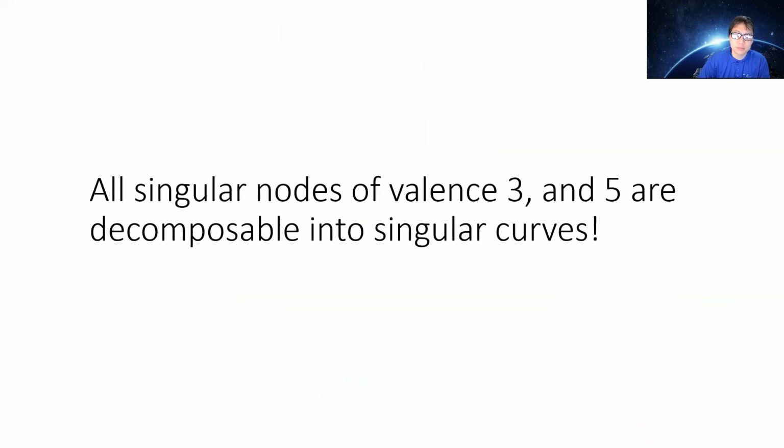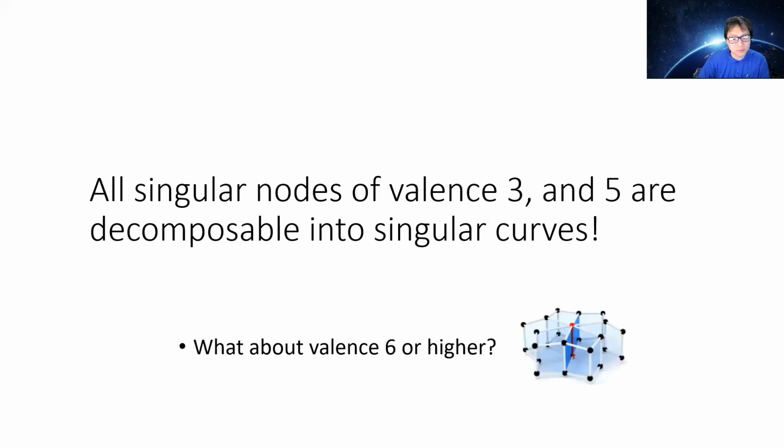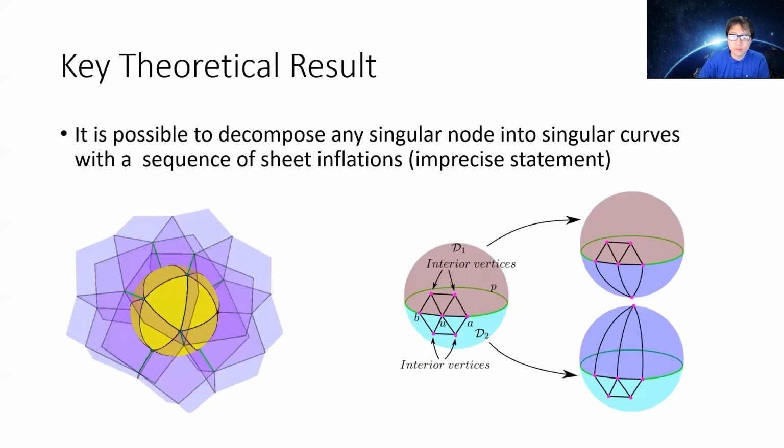So with this enumeration, we've shown that the most common singular nodes in hex meshing can all be decomposed into singular curves. But there are an infinite number of singular nodes possible. So what about nodes with valence 6 or higher? This brings us to our main theoretical result, which is that it is possible to decompose any singular node regardless of valence into curves with just sheet inflations. This is stated more precisely in the paper.